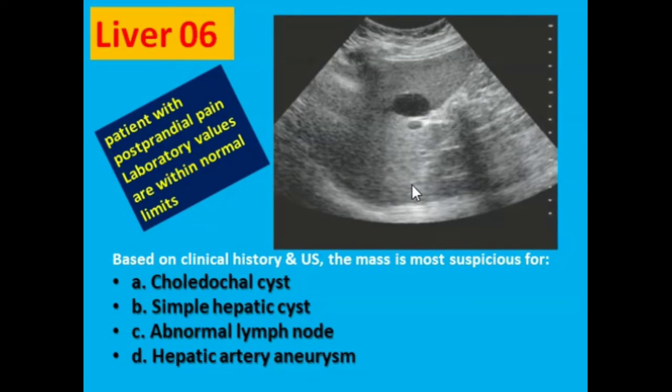Option C is abnormal lymph node. The node will appear with a hilus sign in the center. So it is not a case of lymph node. Second, the site for the lymph node is not the proper one. And hepatic artery aneurysm, that is less likely because it is not connected to any vessel.